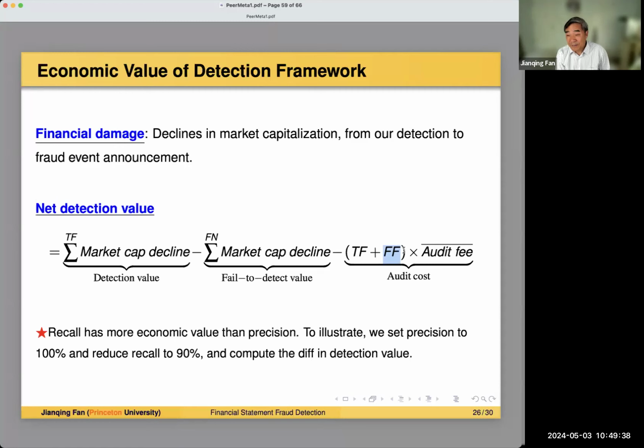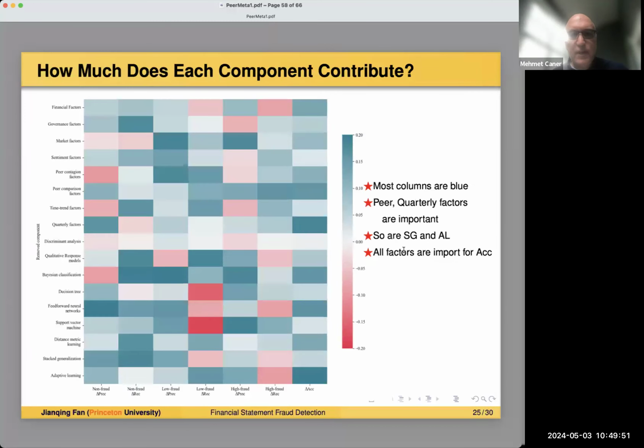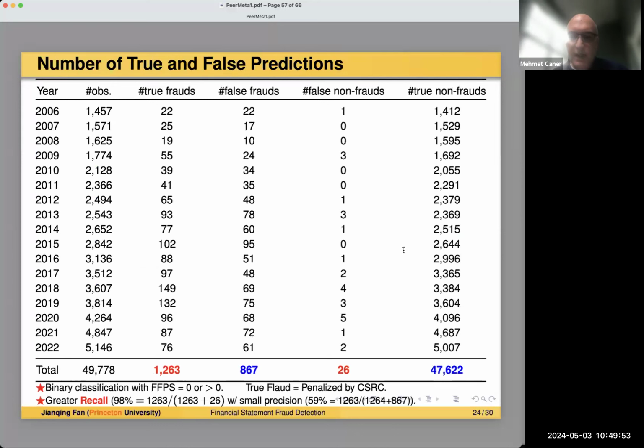Can I ask a question that might be the last, if no one else is asking? This is regarding the false frauds, the false positives. Is there a variable that you can delete or add to decrease that false fraud number? Like the number is 867. Is there a trick, like deleting a variable, that will decrease that number? Is there a way to improve the false fraud?